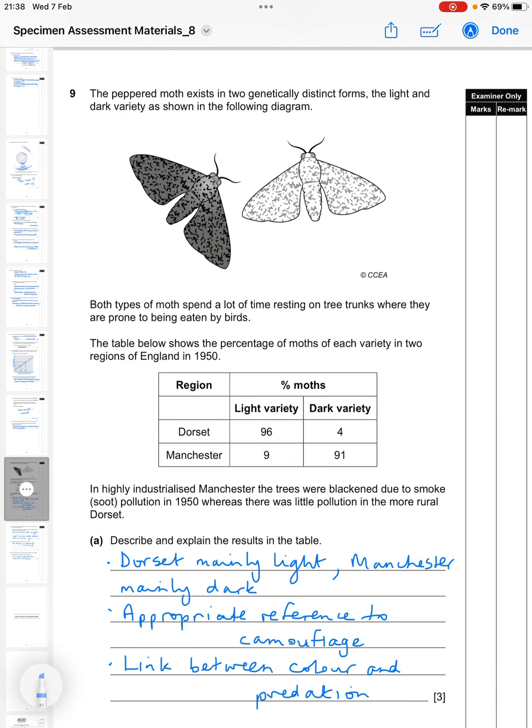Now we're on to one about peppered moths, and it says the peppered moth exists in two genetically distinct forms, the light and dark variety as shown in the following diagram. Both types of moths spend a lot of time resting on tree trunks where they are prone to being eaten by birds. The table shows the percentage of moths of each variety in the regions of England in 1950.